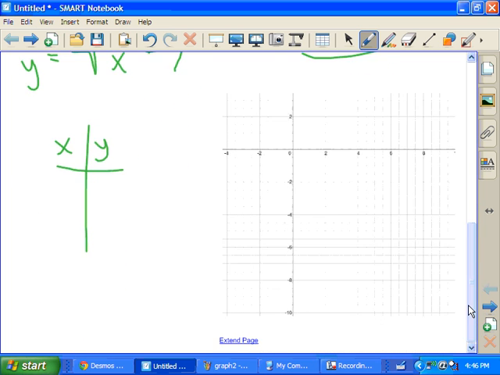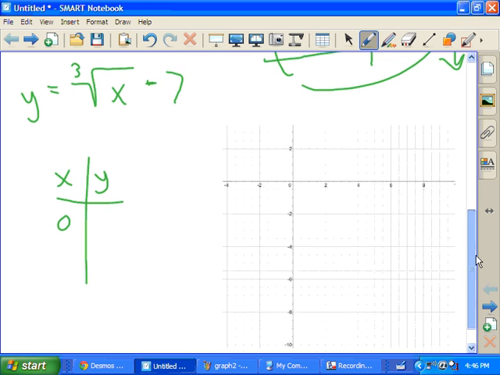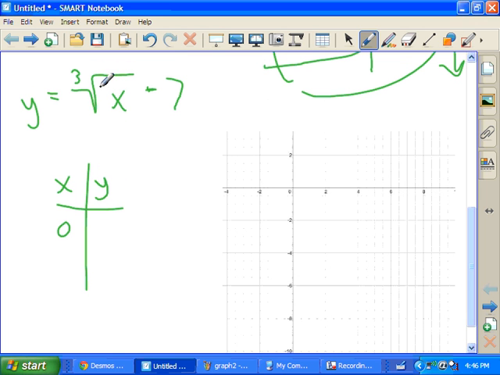Okay. So first of all, why not do x equals 0? That's going to be my y-intercept. Cube root of 0 is 0 minus 7. So 0 minus 7 is minus 7. There's 6, there's 7 right there. So that's where the graph is going to cross. Okay, let's try a 1. That's easy. Cube root of 1 is 1. 1 minus 7 is minus 6. So when x is 1, this would be minus 6, and that's going to be right there.